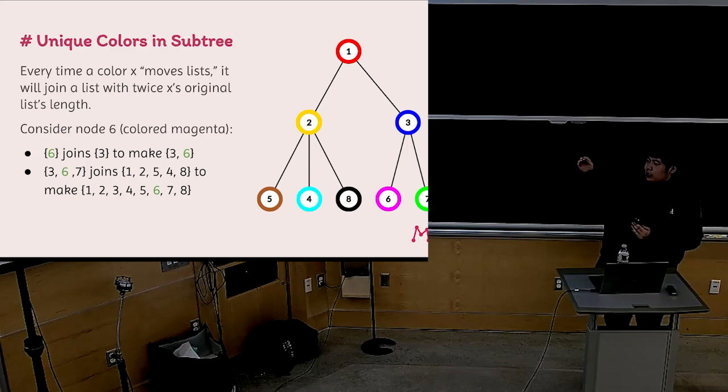We can see here, for instance, when color 6 joins the set that contains color 3, it'll make the new list 3 6, which has double the length originally of 6. And when we merge the lists 3 6 7 with 1 2 5 4 8, we will end up with the new list 1 2 3 4 5 6 7 8, which has length more than double the length of the set 6 was originally a part of. Does this make sense?